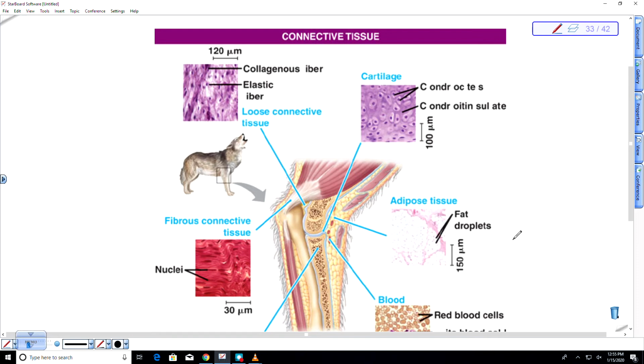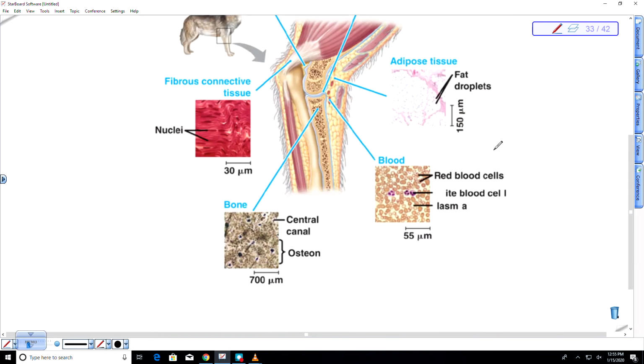Okay. Here we have fibrous connective tissue that's got a lot of collagen fibers. So that would be an example of what? What does it look like? What type of structure is that? Does anybody know? It's a connective tissue connecting muscle to bone. This would be an example of a tendon. Adipose tissue, this is fat.